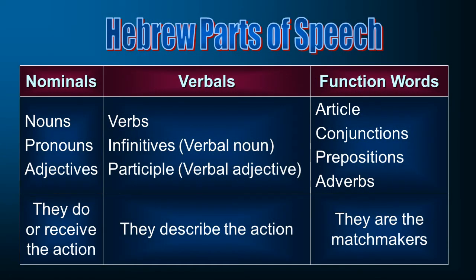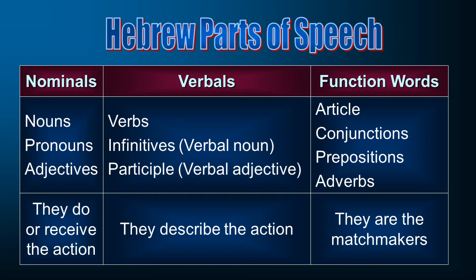First, a bit on Hebrew parts of speech. You have nominals, these are nouns, pronouns, adjectives. They either do or receive the action. These are things. Next, you have verbals like verbs, but then infinitives, that's sort of a verbal noun. Like we say, he ran, that's the verb to run, or the running thing. That's a participle, so notice a verbal adjective. And they describe the action. Verbs carry the action.